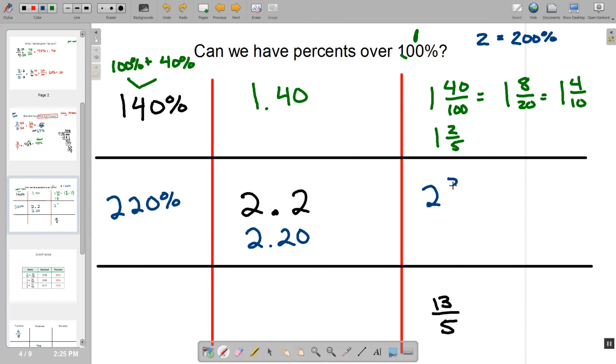As a fraction, then we write this once again as a mixed number. We get 2 and 20 hundredths. I'm going to divide both of these by 10 to get 2 and 2 tenths. And divide both of these by 2 to get 2 and 1 fifth.